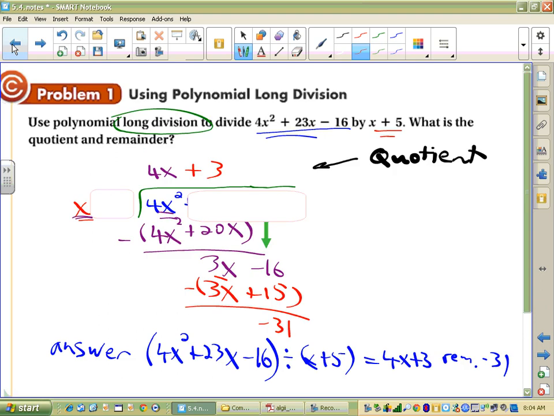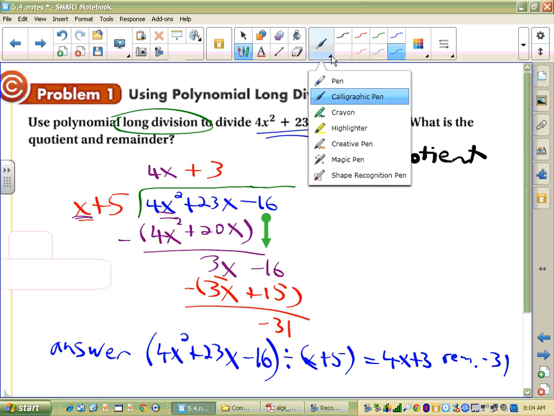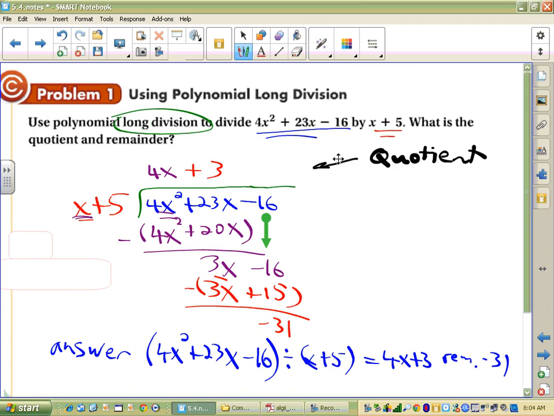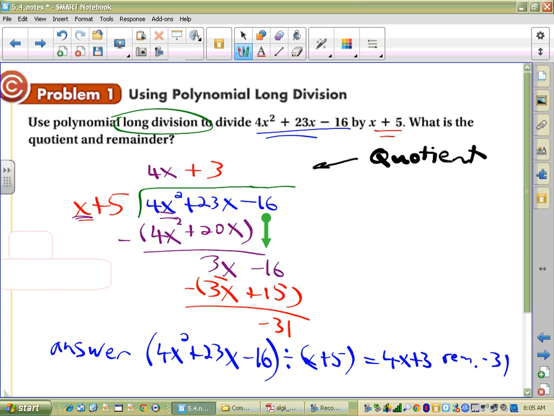Just to show how that relates to this problem, let me get my magic marker here. The first thing we did was divide 4x squared by x. That was our first division. Then we multiplied 4x by x plus 5, and that's how we got this. So we divided, then we multiplied, and then we subtracted. Then we had to bring down, and we repeat that procedure.